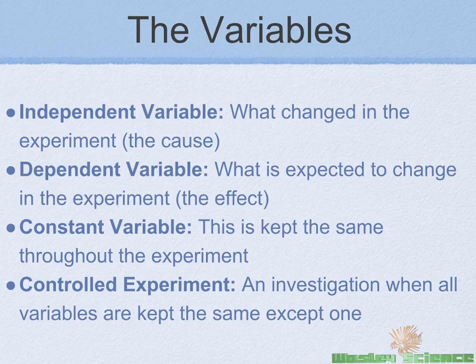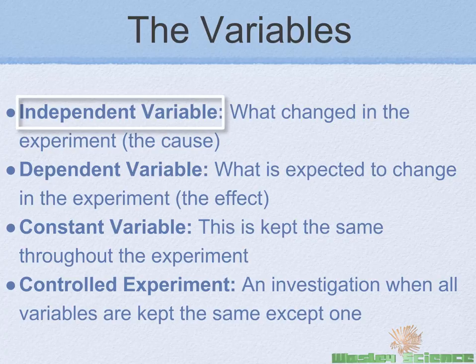Alright, so let's start talking about the variables. You are probably really familiar with independent variable and dependent variable, but if you're not, that's okay. That's what this video is for. So the independent variable is the part of the experiment that you as a scientist change. I like to think of it as the cause. So this is the area in the investigation that you are altering, and you're trying to see what will happen when you change this one thing. It's the only part of the experiment that you actually change.